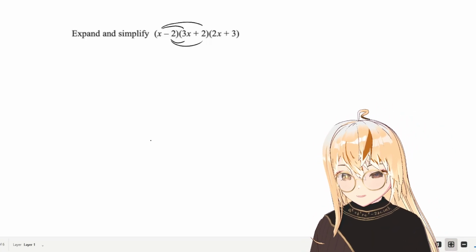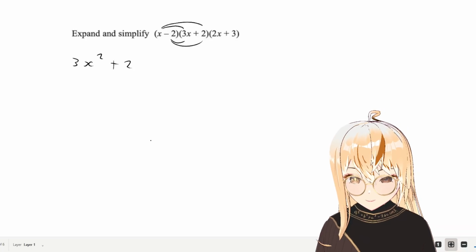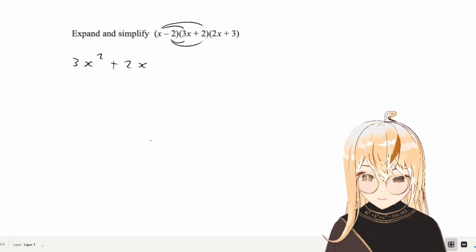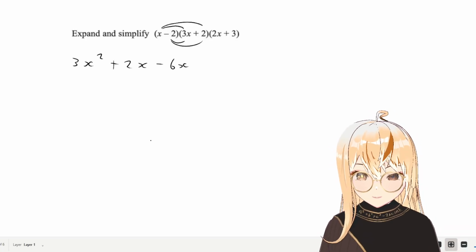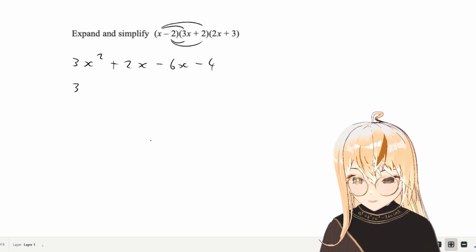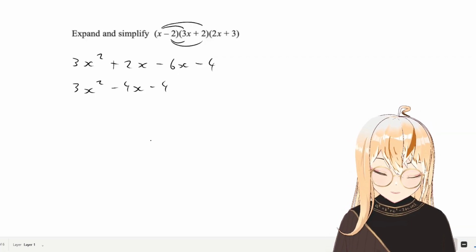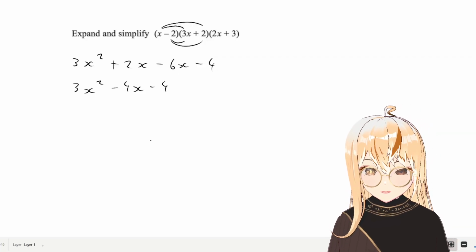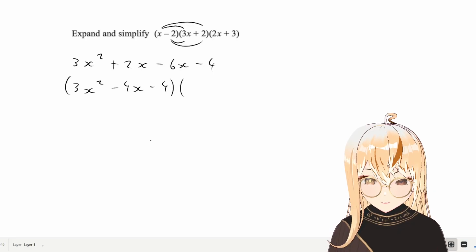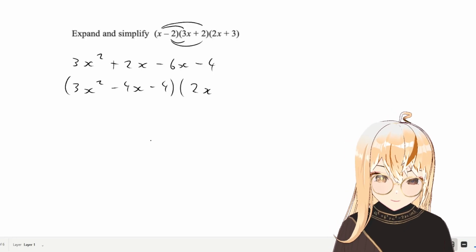x times 3x is 3x squared. x times 2 plus 2x. Minus 2 times 3x is minus 6x. Minus 2 times 2 is minus 4. So collect our like terms. This is the expression that's in our big bracket at the start. And then we can just write it next to our bracket on the right.